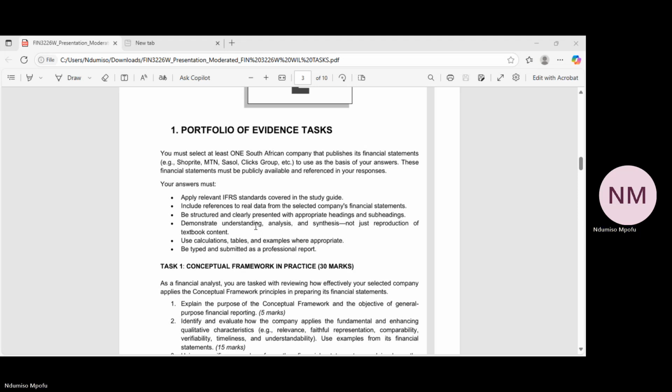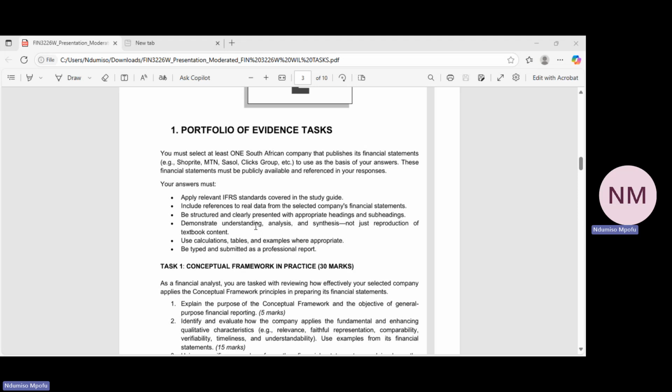So just at this point that I'm explaining, the emphasis is that you are expected to use financial statements of public companies. There's no struggle trying to get financial statements from the companies that you work for. Most probably they are not going to give it to you because it is a private company.